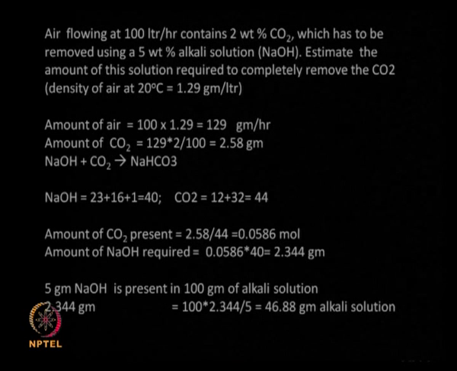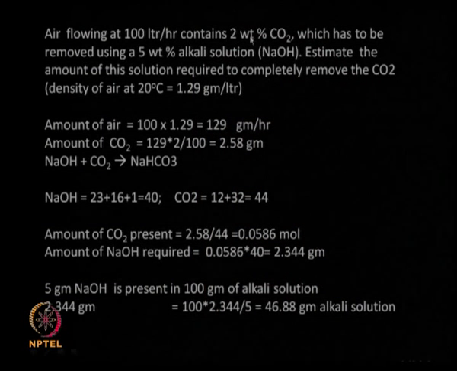I just want to show you how to attack a problem related to absorption systems. So we have some carbon dioxide present in air and we want to add sodium hydroxide solution and remove the carbon dioxide, and we want to calculate how much sodium hydroxide solution is required to do this operation. Okay. So air is flowing at 100 liter per hour and it contains 2% of carbon dioxide. Now the density of air is given here at 20 degrees centigrade. The density of air changes depending upon temperature, you all know that because it is a compressible gas.